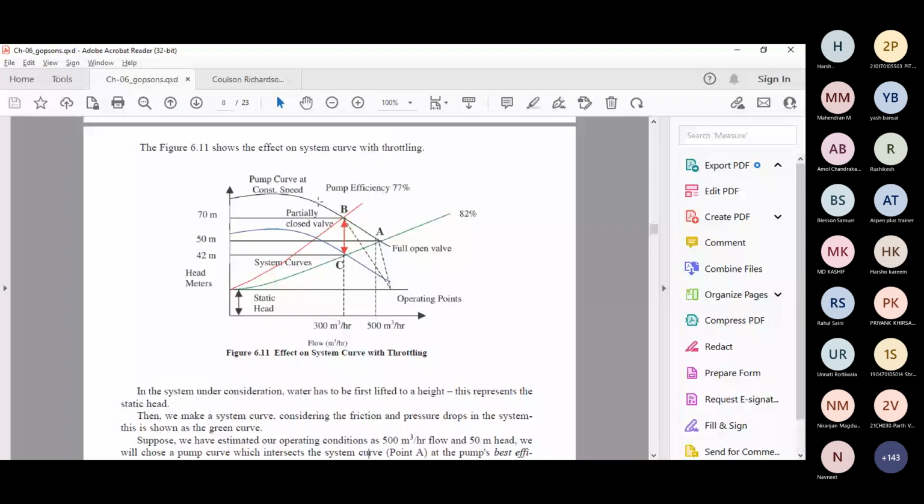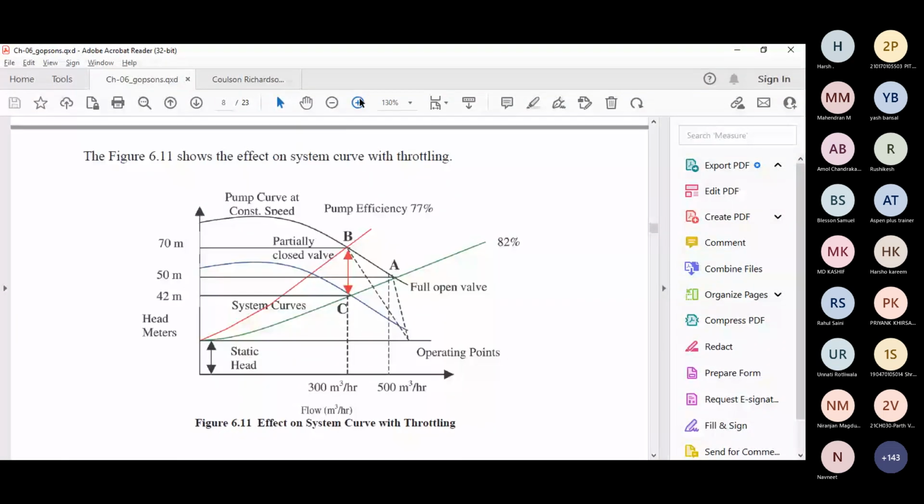So the black one, this particular curve where my cursor is, this is the pump curve, and from point A at 500 meter cube per hour of flow rate and 50 meter of head, right? I want to shift to 300 meter cube. Only then will I get 300 meter cube from this pump, so what I will do is I will shift to point B. So now at point B, what is happening? I am getting 300 meter cube of flow rate, right?